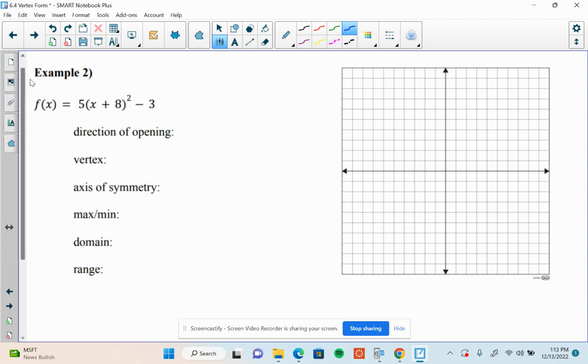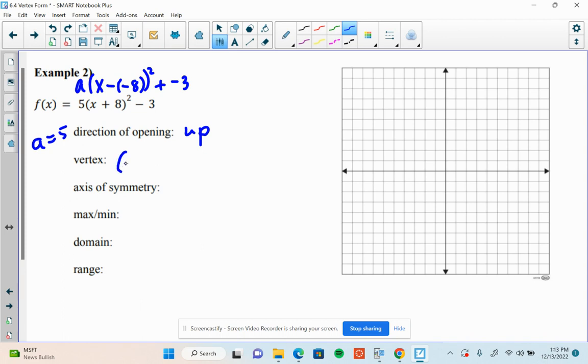We have f of x equals 5 times x plus 8 squared minus 3. So here's our a. A is 5. I need to look at this as being x minus negative 8. See that plus sign? Subtracting a negative. And then adding negative 3 is the same as subtracting 3. I need to be careful when I find the values of h and k. Direction of opening: this one is upward because a is positive.